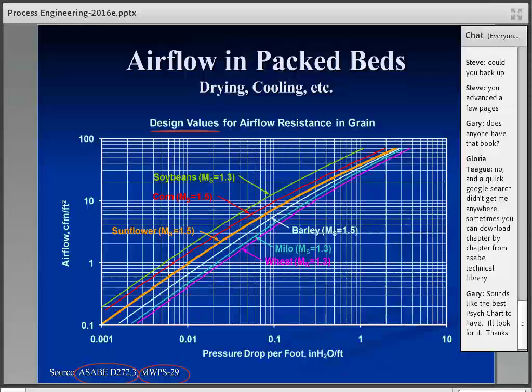And it's done as just a factor. For soybeans here, the factor is 1.3. For corn, the standard factor is 1.5. And you can see for each product here, I've used a certain factor and listed it in parentheses, but this is a factor that's given in Midwest Plan Service.